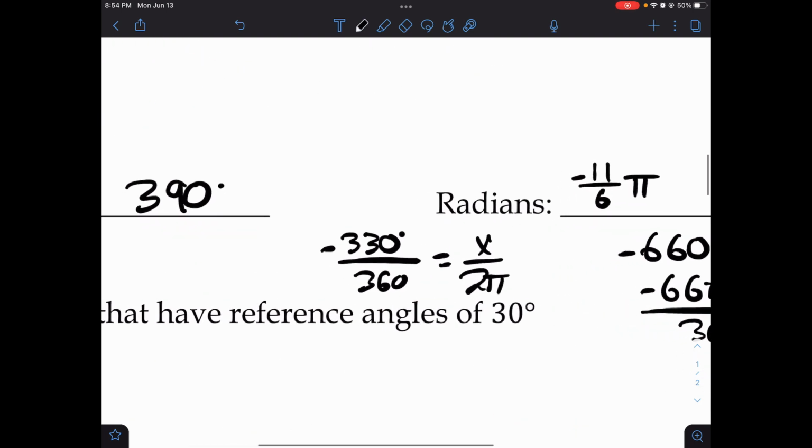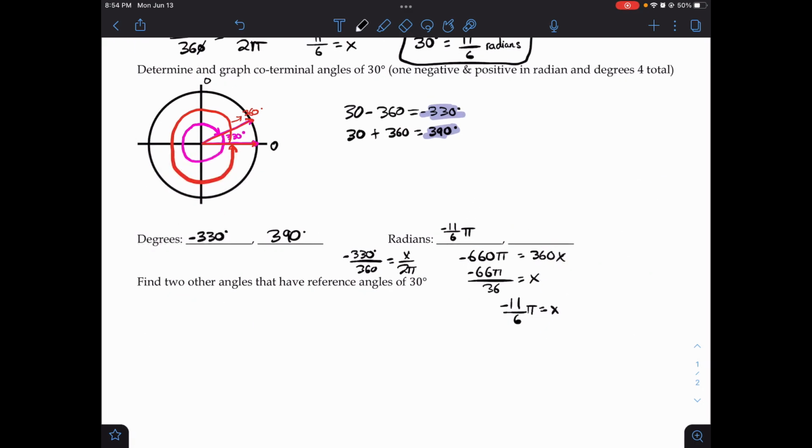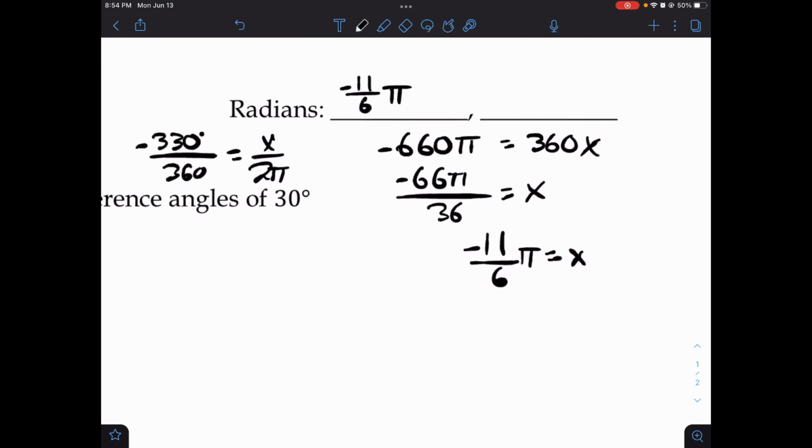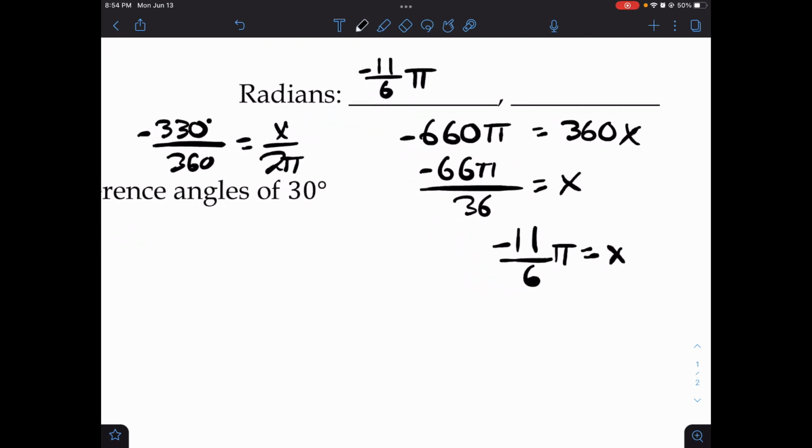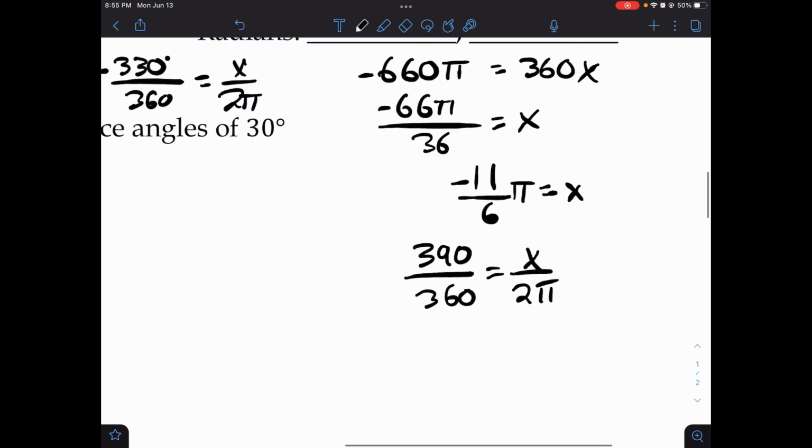So let me just make sure I did it right. Yeah, okay, so that's fine. And then we can do the same thing with 390, which is 390 over 360 is equal to x over 2 pi. Then we multiply.